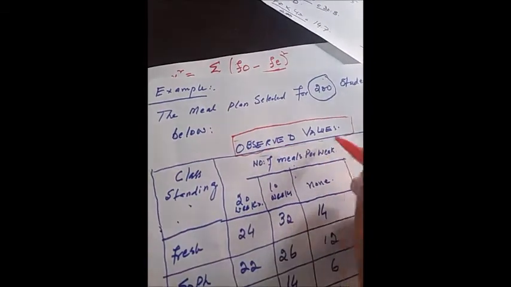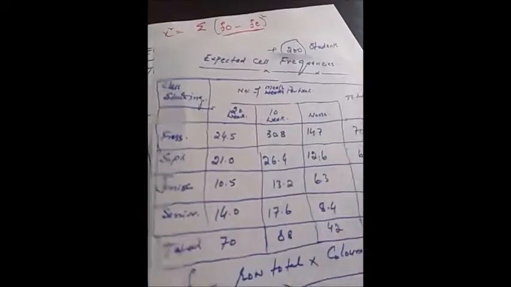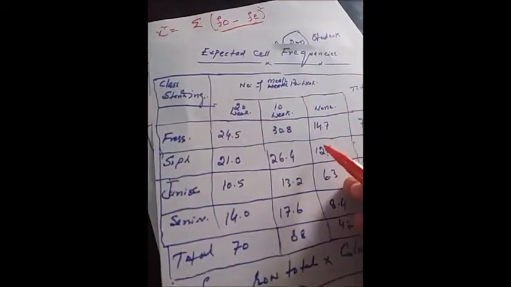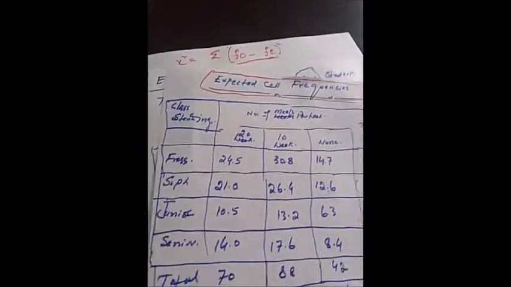So this is the observed frequency, and this we obtained from the observed table, and this is the expected frequency.